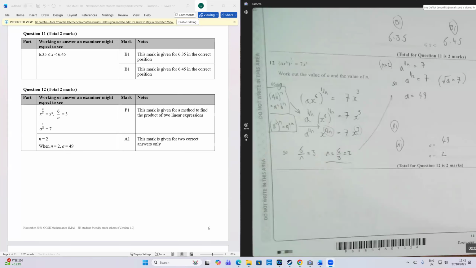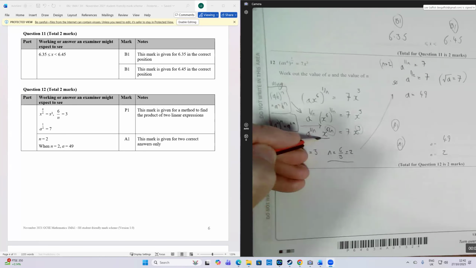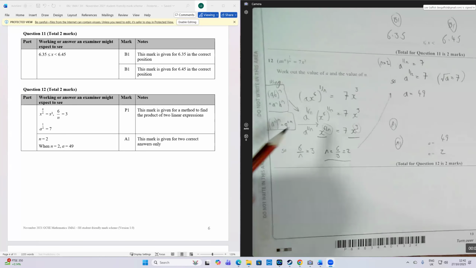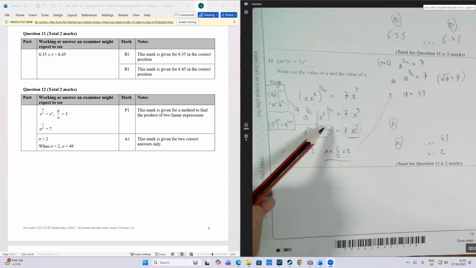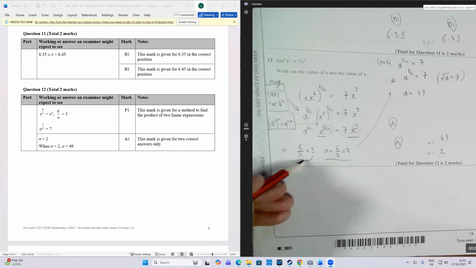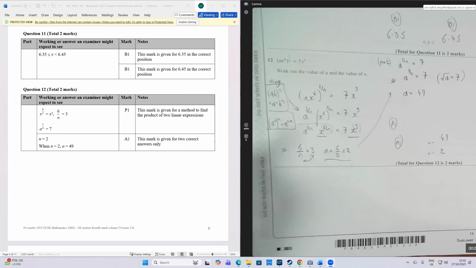Okay. Now, once we've got to that stage, we can compare directly the x's. So we know that x to the 6 over n must be the same as x cubed. So we can equate the powers. We can say 6 over n is 3. So that means that we swap those two over, and that means that n is 6 divided by 3, so n is 2.